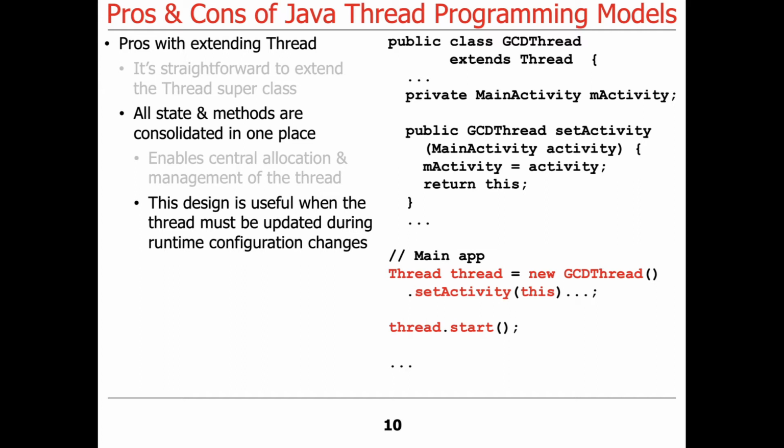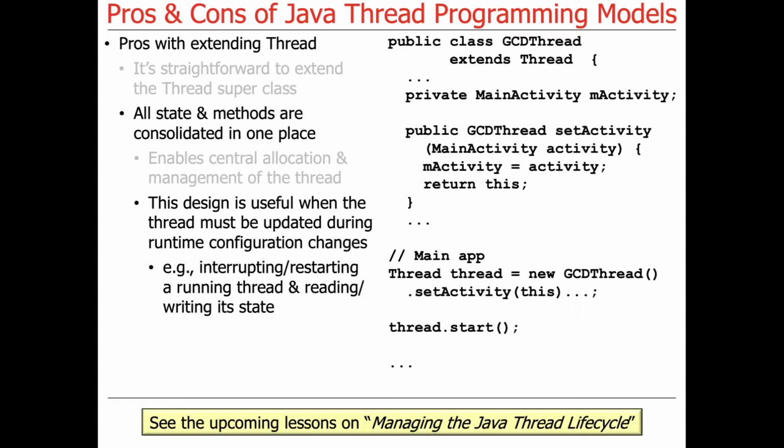And this design is particularly useful in Android when you're dealing with something called runtime configuration changes. A runtime configuration change in Android is when you have your phone in, say, portrait mode and you move it to landscape mode. It causes the activity to be shut down and restarted with a different orientation. That's what's called a runtime configuration change. And by putting everything in one thread, it makes it very easy to do that kind of stuff. In particular, you can interrupt and restart a running thread and read and write its state, and it's all nicely consolidated in one place. It's one-stop shopping, which is great.